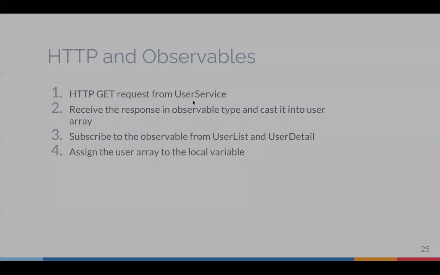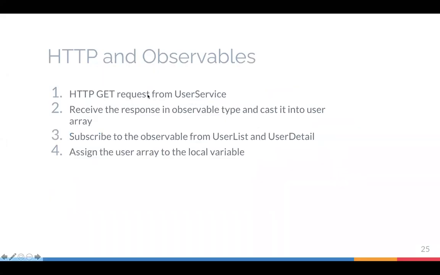So let's look at the steps. We implement the GET request from the user service. We also cast the response into the user array, so we create the interface for that. Then the next thing we are going to do is subscribe to the observable in the components that we need. So in our example, it will be the user list and user details.